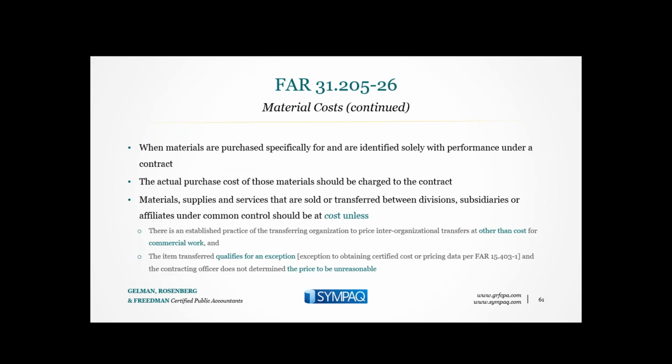When you get to larger multi-business unit, intra or intercompany expenses, then there's a very important thing, and that is what happens to material, supplies, services that are sold or transferred between affiliates under common control: transfer pricing, distribution. It's basically cost. Everyone wants price. So if you can say that it's other than cost for commercial work, or it qualifies for some exemption, and you're an expert and you say the price is not determined to be unreasonable, you might get it through, but don't expect it to get through. And this is a big deal for some of the big entities.